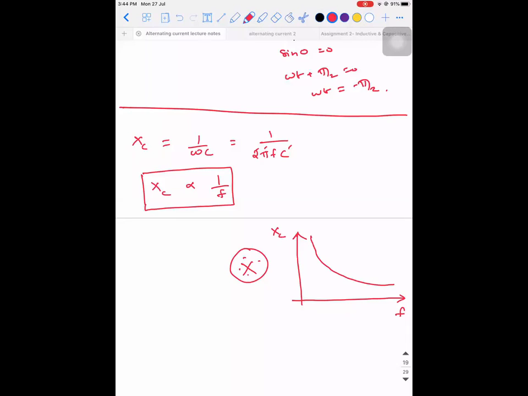First statement: X C is 1 by omega C, and omega is 2 pi into f, so 1 by 2 pi into f into C. So X C is inversely proportional to f. Is that clear? So when you try to plot the graph between X C and f, it is going to be a graph like this. It follows an inverse function. So the graph will be this, and I'm saying this graph is very important. Is that clear?